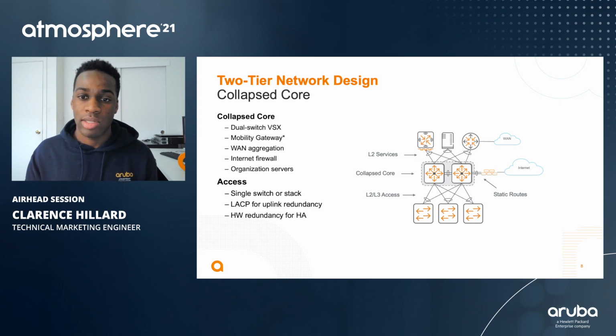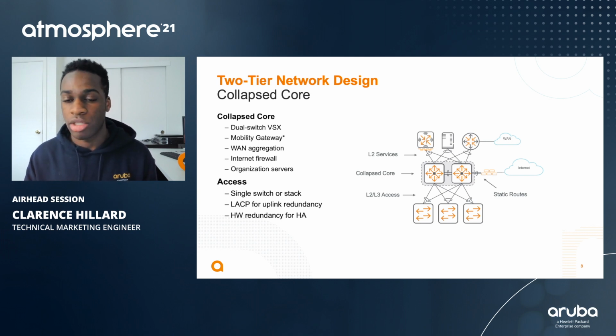You'll see on the slide, I have L2/L3 access. Now, for a majority of customers, L2 is probably the best way to go, especially in combination with VSX, because that eliminates spanning tree. But the main reason you want to go with L2 is for roaming, right? So if you're running IAPs, you don't have to really worry about roaming because they're all in the same L2 stretch domain, so you don't have to worry about too much of that.